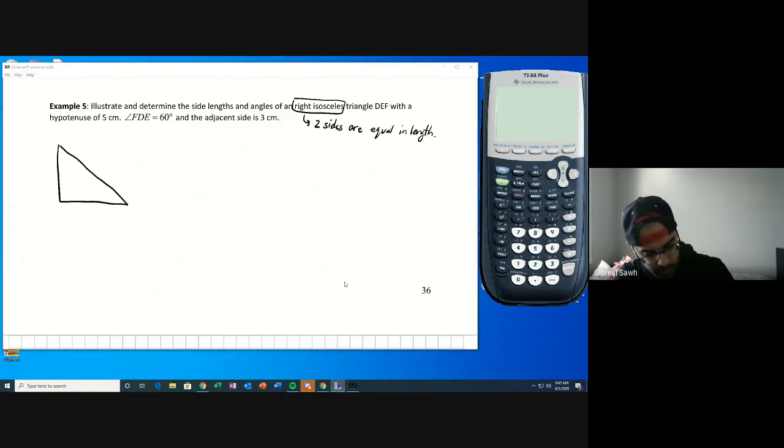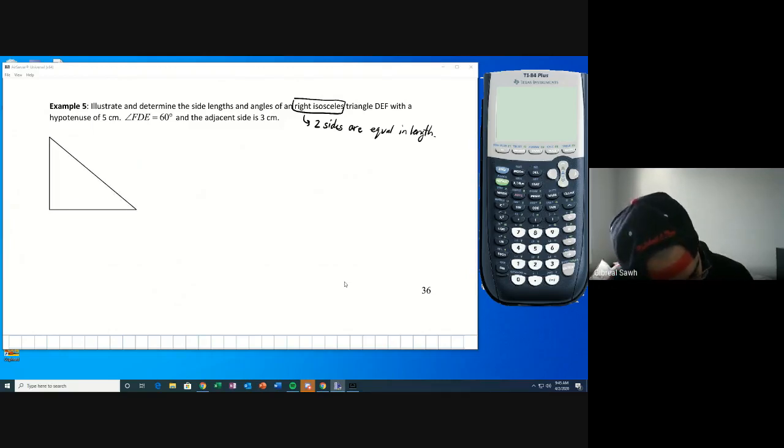I can cheat a little bit with the iPad. It makes some nice triangles for me. So here's my right angle. You could have drawn this triangle in any orientation you wanted. It wouldn't make a difference. We're told our hypotenuse is 5 centimeters. So from wherever your right angle is, make sure your hypotenuse is labeled with 5 centimeters.